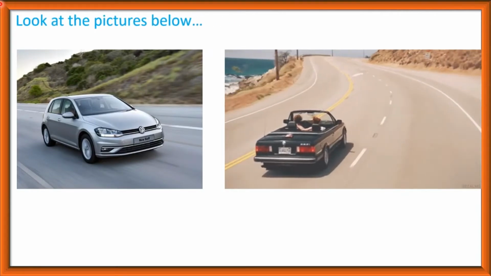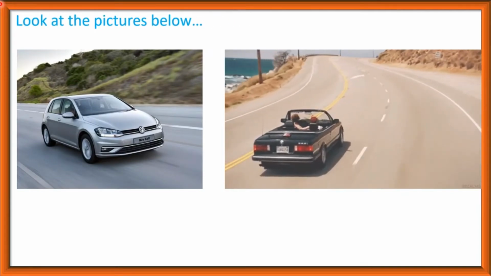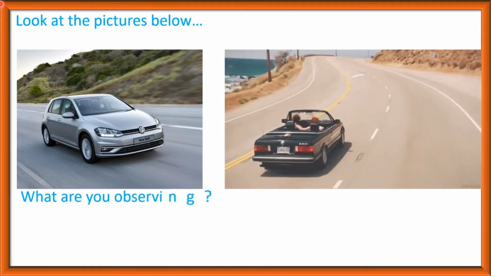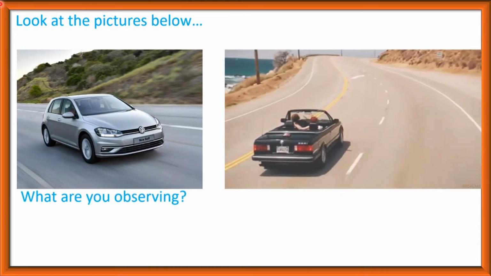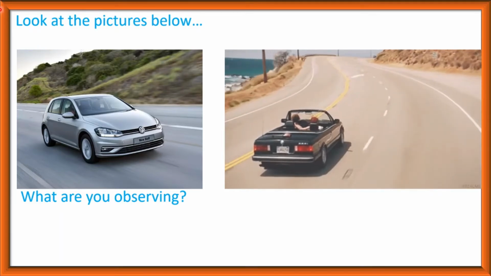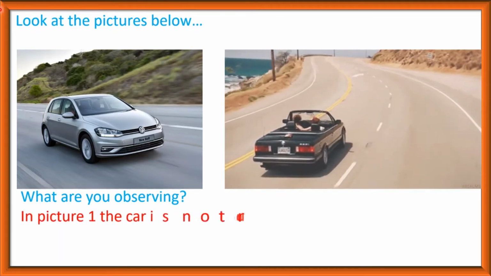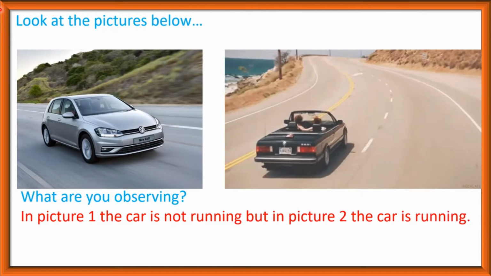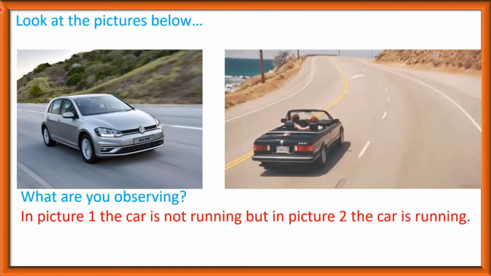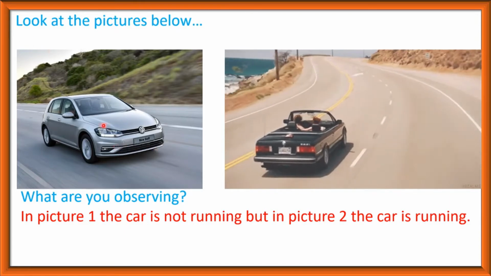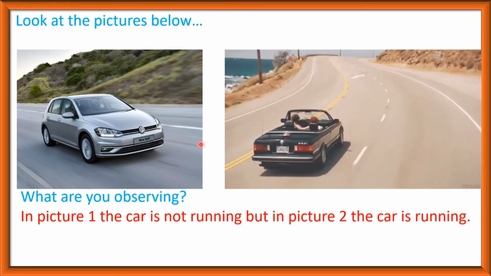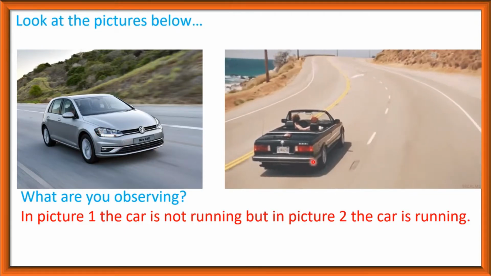Look at the pictures below. What are you observing? In the first picture, the car is not running, but in the second picture, the car is running. Here, this car is not moving, but here the car is running on the road.